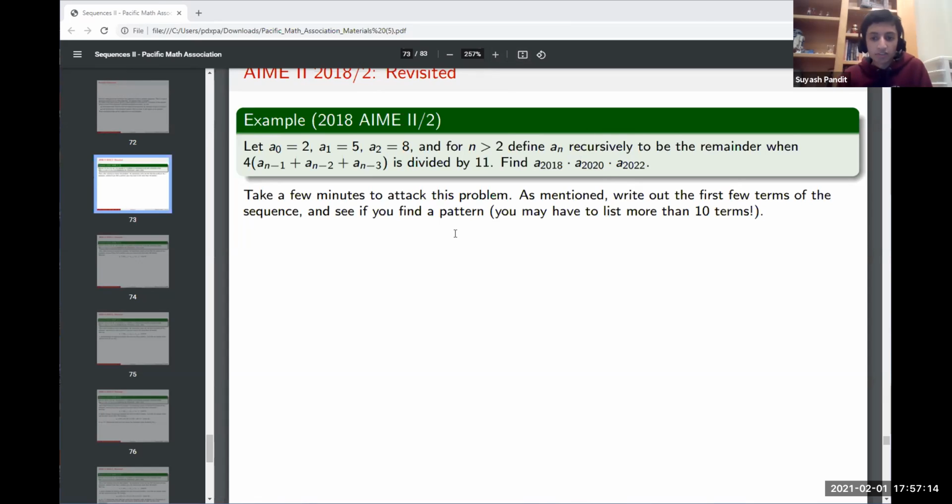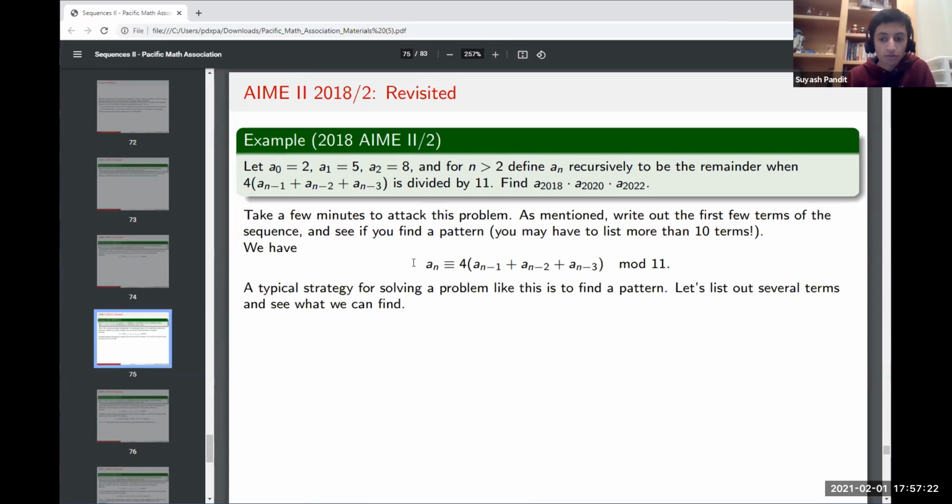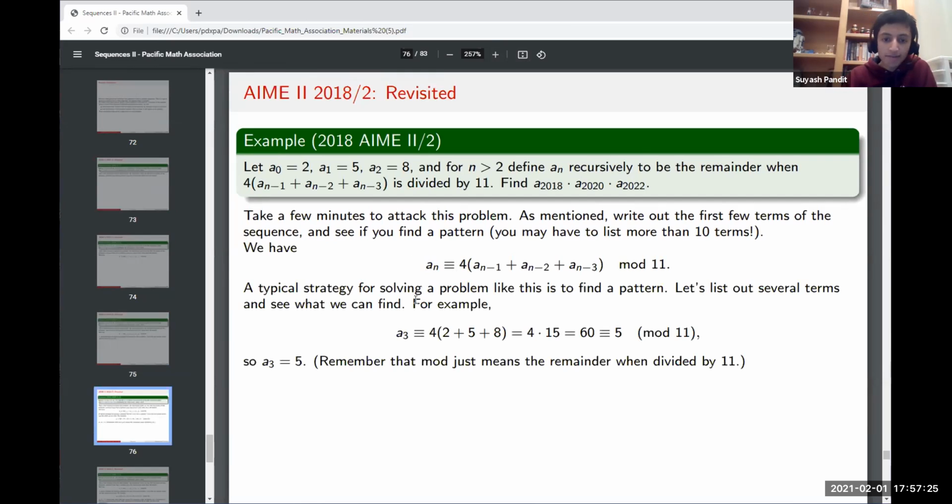All right, we'll go over this now. Like I said, we did see this. I forget whether it was our first or second class. So again, you have this recursion pattern. Now you just list out the first few terms. So a of 3 is 4 times (2 plus 5 plus 8). That's 4 times 15 equals 60. Now mod 11, that's all we care about, right? That's 5 mod 11. So a of 3 equals 5.